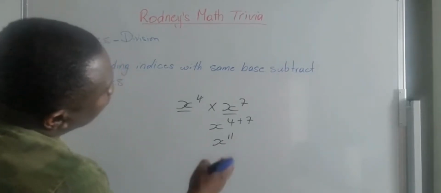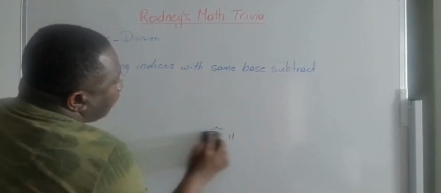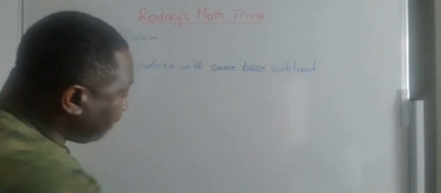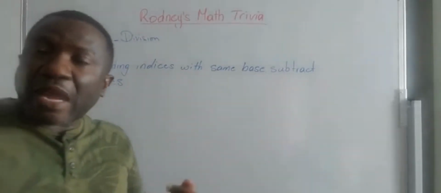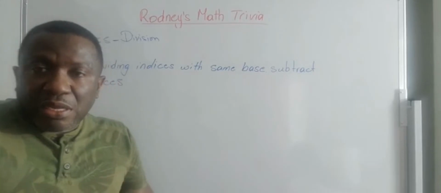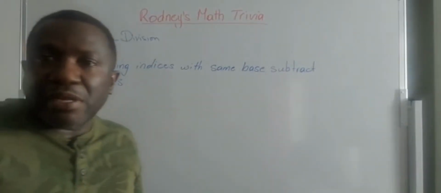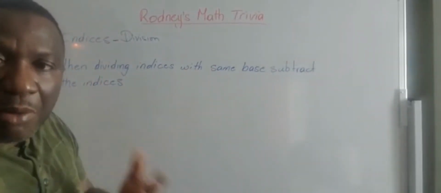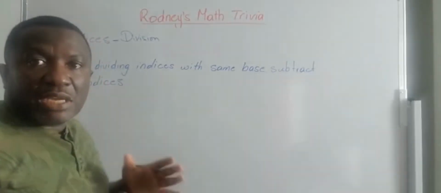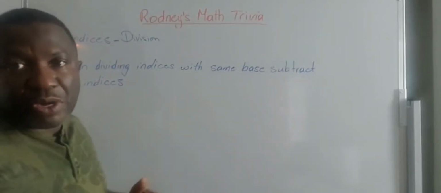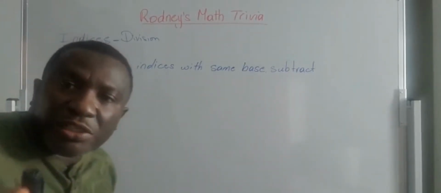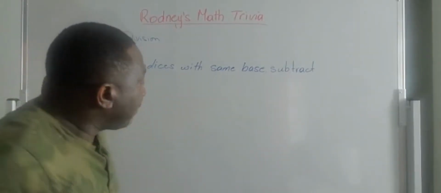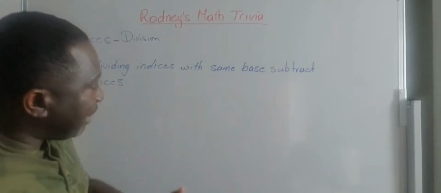In division, which will be our focus in this lesson, it's quite the opposite of multiplication. In multiplication, we are adding the indices. In division, we are simply subtracting the indices. So for multiplication, we are adding the indices. In division, we are doing subtraction. But remember also, guys, the base must be the same. In other words, the base should be identical.